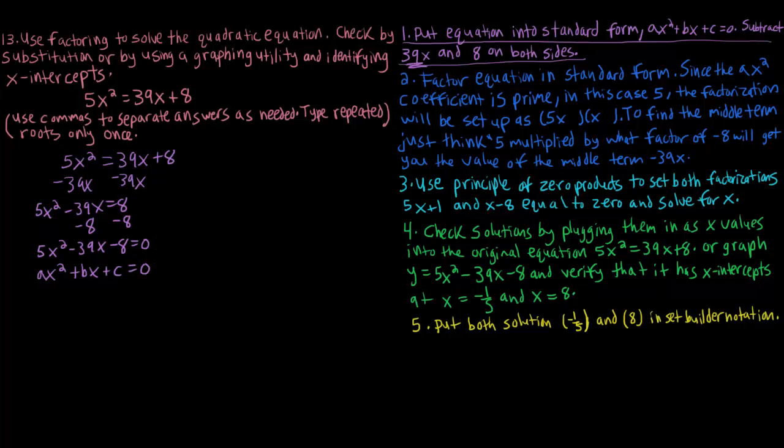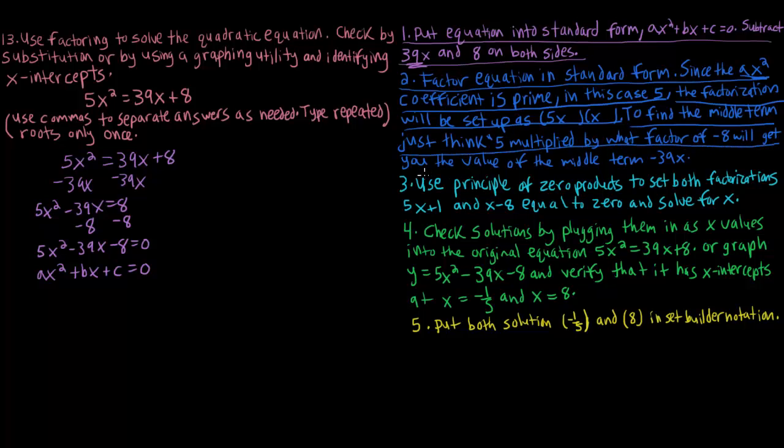Then step 2, we want to go ahead and factor the equation in standard form. Since the ax squared coefficient is prime, in this case 5, the number 5 is prime, the factorization will be set up as 5x times x. To find the middle term, just think 5 multiplied by what factor of negative 8 will get you the value of the middle term, negative 39x.